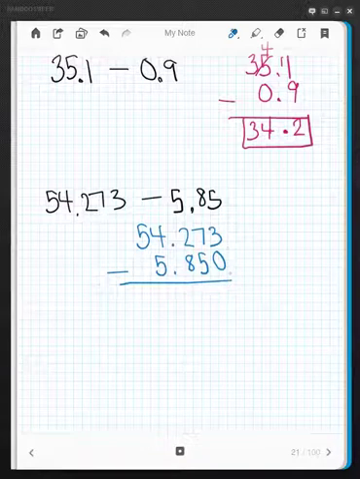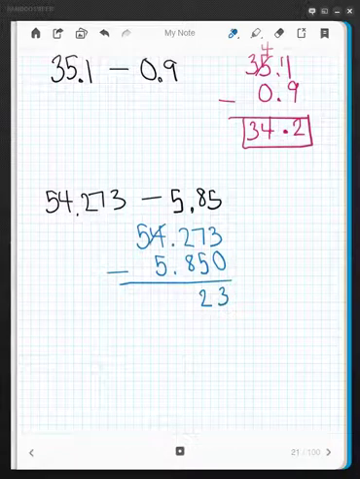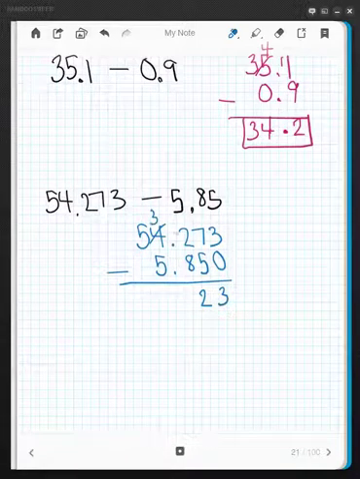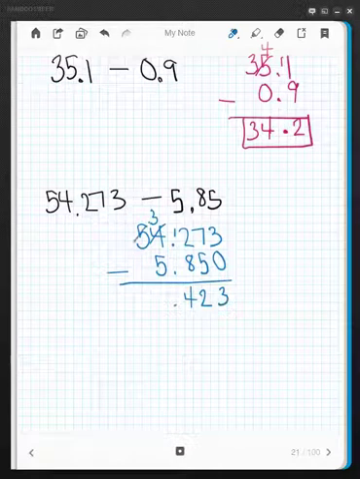Now we subtract. 3 minus 0, 3. 7 minus 5, 2. 2 minus 8, I can't do it, so I'm going to borrow. So this 4 becomes a 3, and I give the 10 ones to the tenths place. Now I have 12 tenths. 12 minus 8 is 4. Decimal comes down. 3 minus 5 I can't do, so I have to borrow. And now I have a 4. That carries over here. So 13 minus 5, that's going to give me 8. And 4 minus 0 is 4.